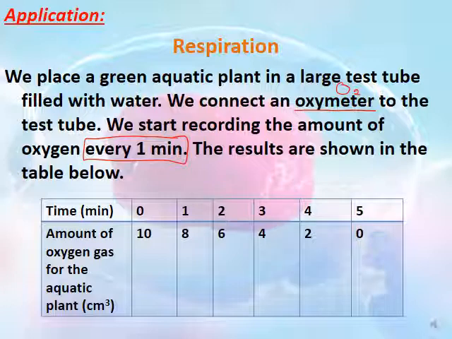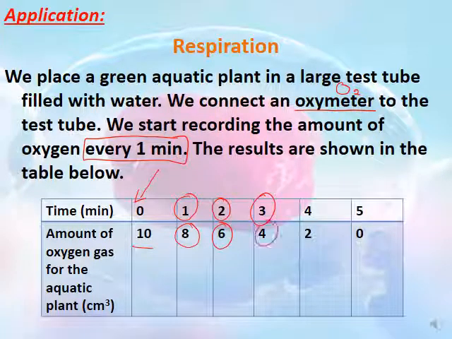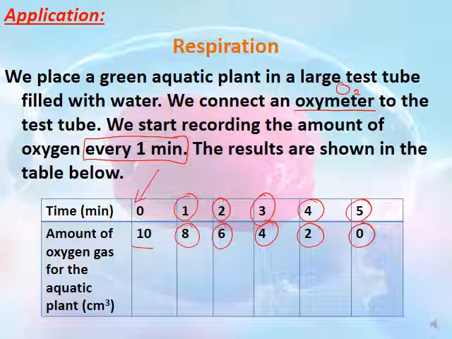At the beginning of the experiment, when the time was 0, the amount of oxygen gas was 10. At time 1, the amount of oxygen gas becomes 8. At time 2 minutes, the amount of oxygen gas decreases to 6. At time 3 minutes, the amount of oxygen decreases to 4. At 4 minutes, it decreases to 2. And at 5 minutes, it decreases to 0. So as you see here, as we move with the time, the amount of oxygen decreases. So the plant is consuming the oxygen gas. So the amount of oxygen gas is going to decrease with time.